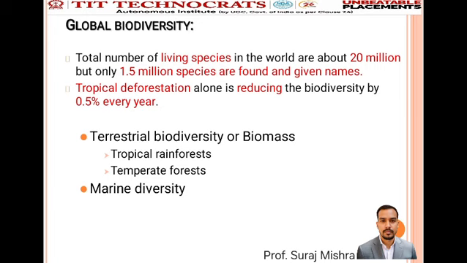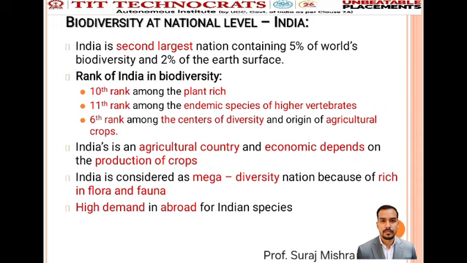Biodiversity at national level. Our India is considered as a mega diversity nation because of its rich flora and fauna. India is ranked 10th among the rich plants and 6th among the origin of agricultural crops. Many of the Indian spices are in high demand abroad.